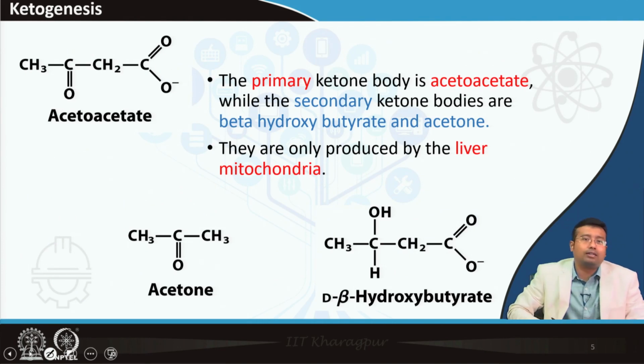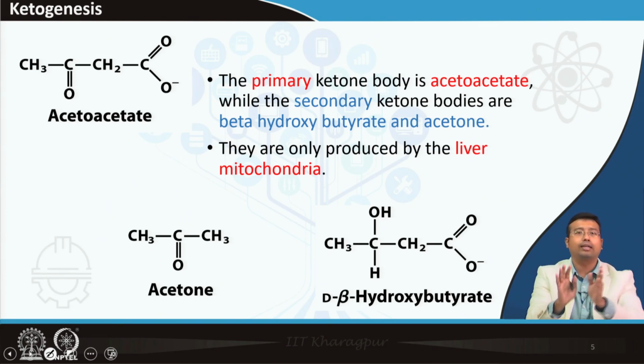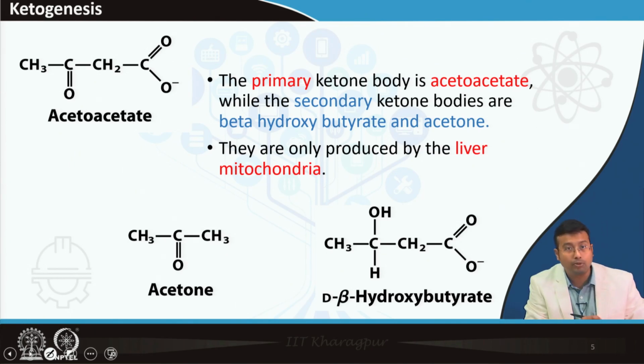So, let us discuss some things about ketone bodies. What are the ketone bodies? What are the compounds? The ketone bodies are mainly three. If you are asked for examples of ketone bodies, they are acetone, acetoacetate and beta hydroxybutyrate.